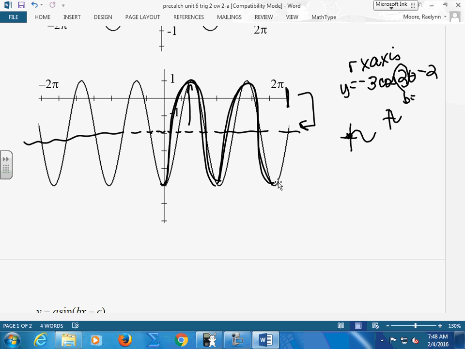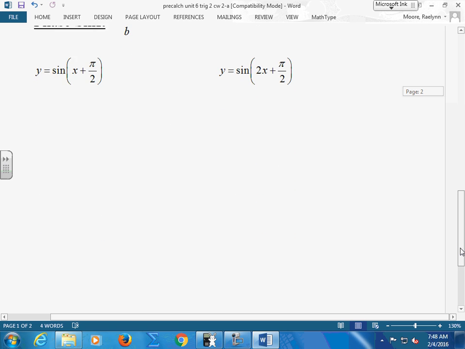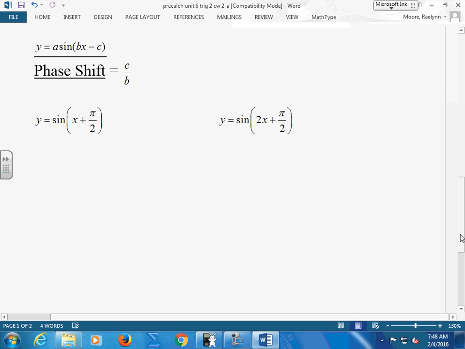Okay, so now we're going to do a little bit more with phase shifts. The first one, basic phase shift. I didn't change the frequency. I didn't change the amplitude. I just shifted it over, which you guys have been doing when b is equal to 1. So which way is this going to transform? To the left.